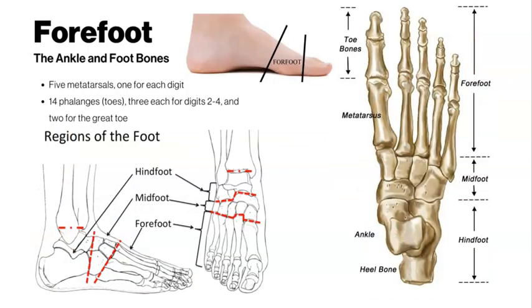We have a picture on the screen of the division of the regions of the foot: hindfoot, midfoot, and forefoot. We're going to start with the forefoot. This is the front section of the foot and plays a vital role in gait, balance, and propulsion.